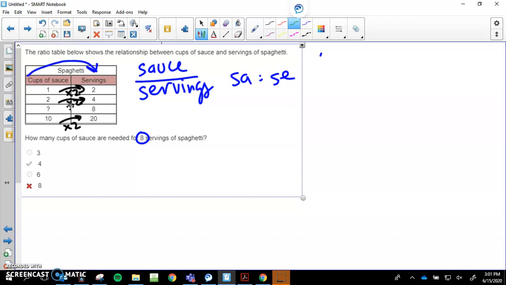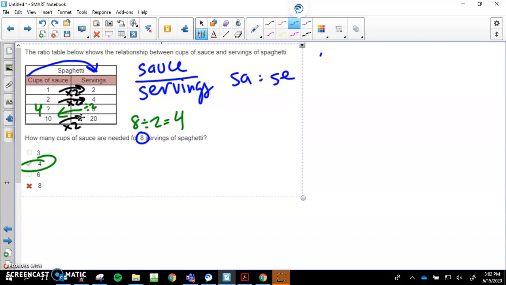Even though it's going in the opposite direction, we're still considering it like multiplying by 2. But look at it this way. The arrow is going in the opposite direction. So if I'm doing the opposite of multiplying by 2, we're going to divide by 2. When I do 8 divided by 2, that gets me 4 cups of sauce for the 8 servings. If I check if my process works, 4 times 2 gets me 8.